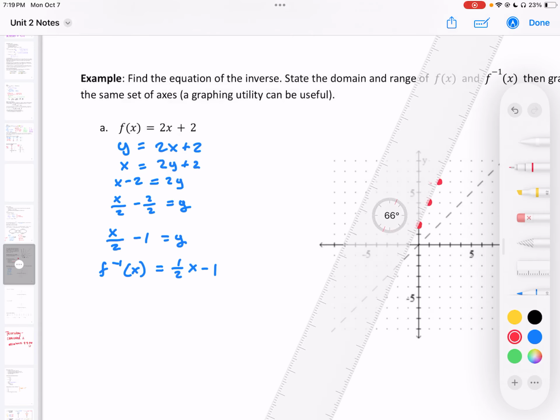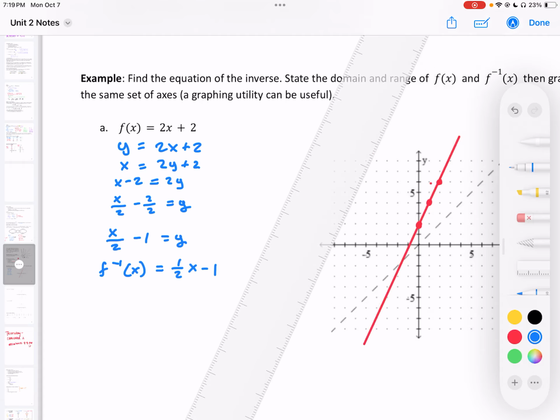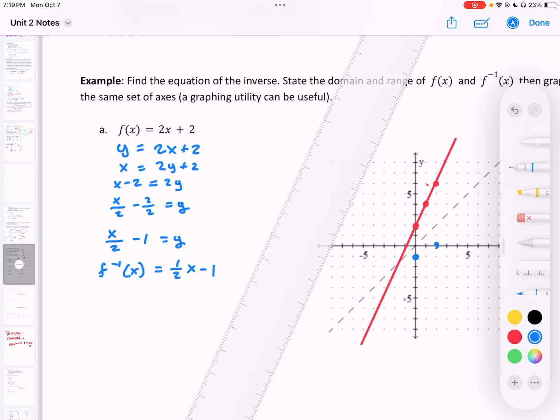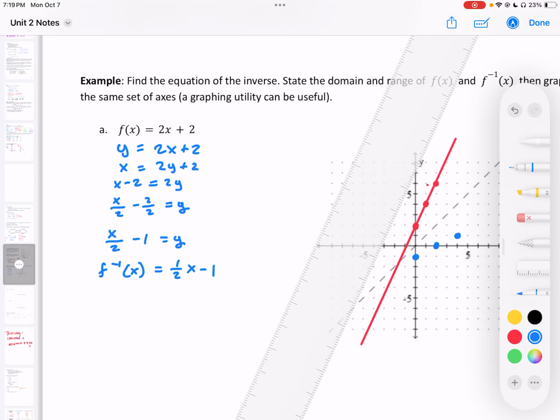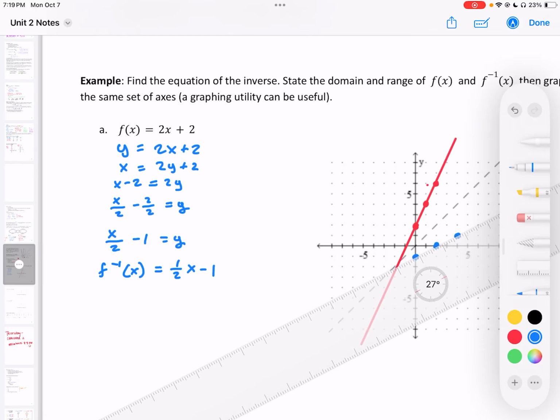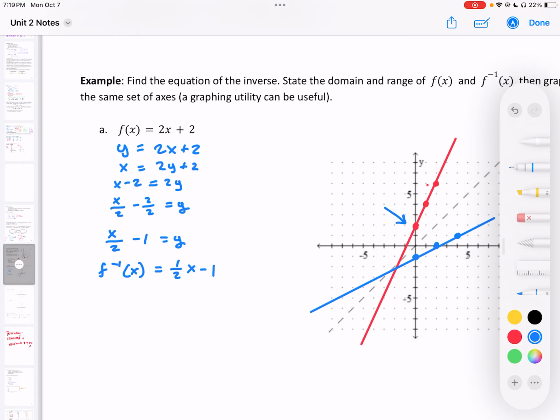Our line's going to be here. And then my other line will start at -1, go up 1 over 2, up 1 over 2. Something that you will notice is that the coordinates flip-flop. So for example, this, I'll write it in black, is 0, 2, and this point is 2, 0. So just because you graphed one of them, you can graph the other one by simply switching your points.